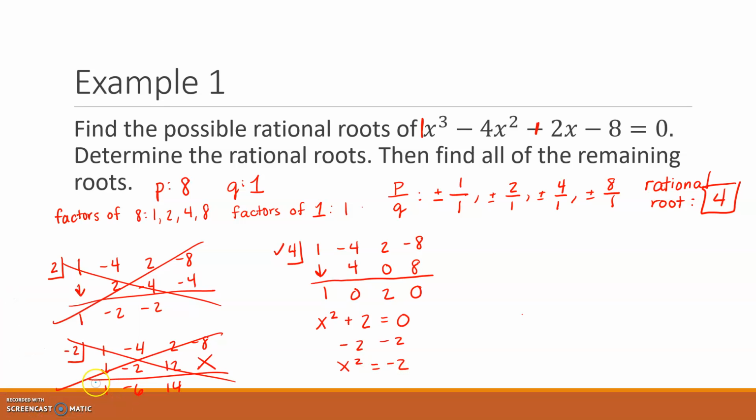I've been on one color for a long time. To solve this, I'm going to take the square root of both sides, and that's going to give me x equals plus or minus i radical 2.